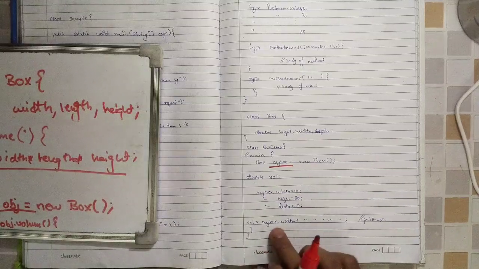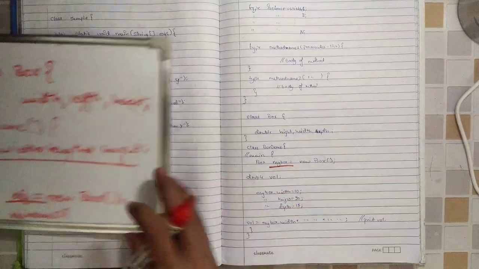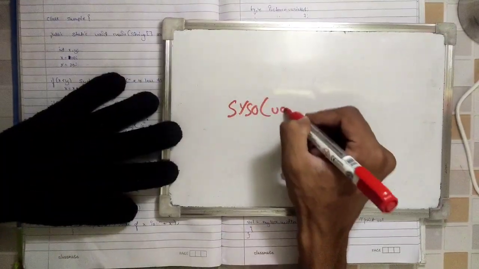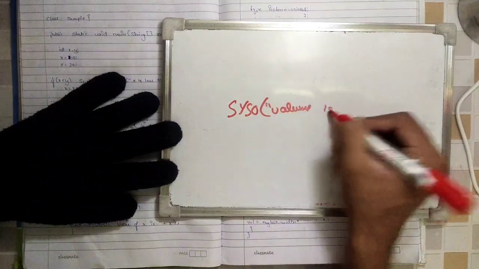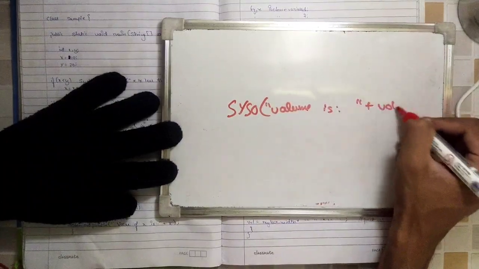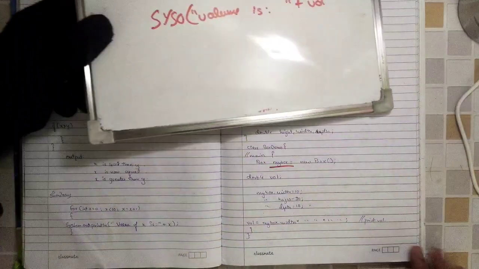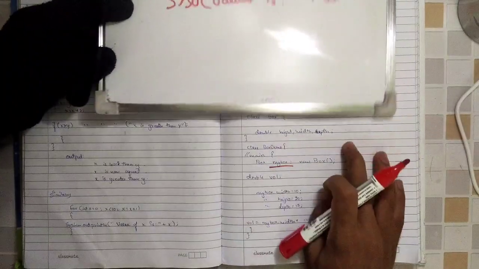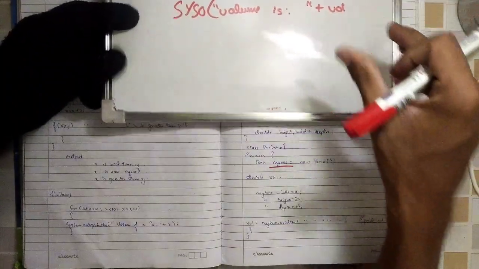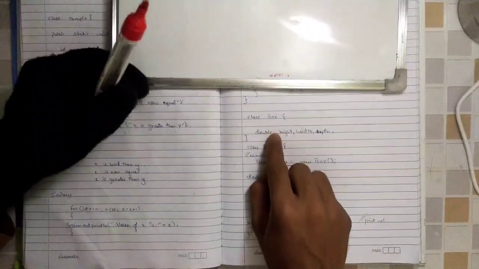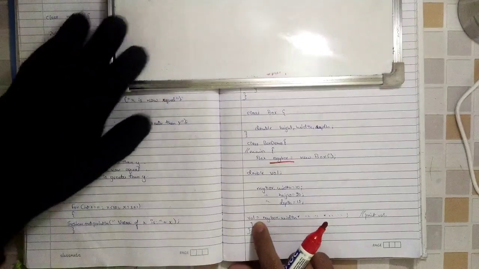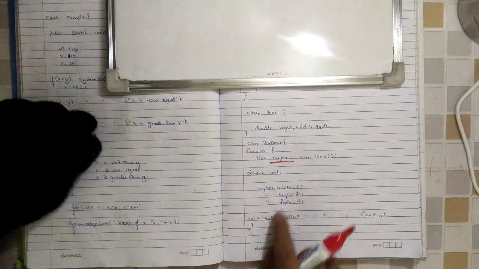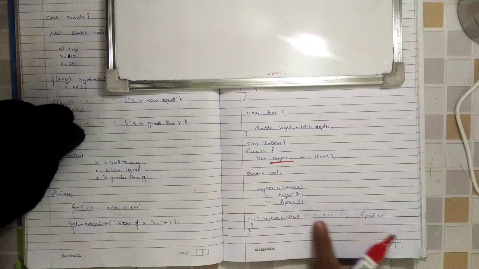So here I have written the myBox volume, then I have written a printf statement. How will I write the printf statement for this? Simply I will write the shortcut SYSO, volume is plus volume. Here I have to declare a variable for volume, right? So I cannot simply write return directly; I have to assign that return value. I can say volume equals to this, something like that. That's why I have created a variable, double volume, myBox dot width into myBox dot height into myBox dot depth.